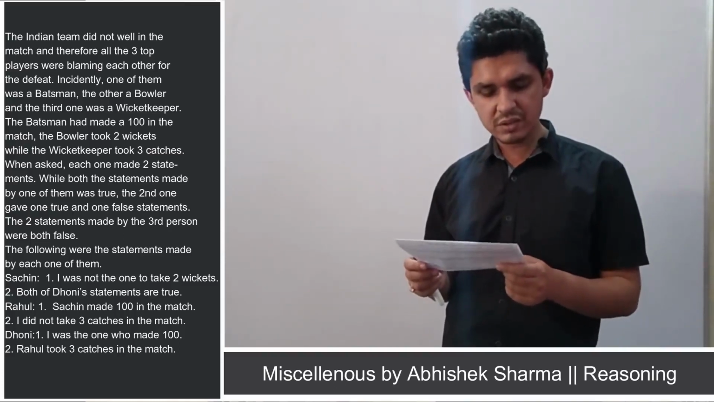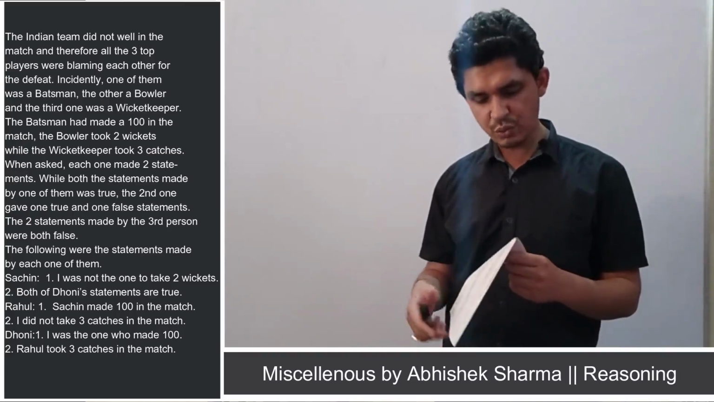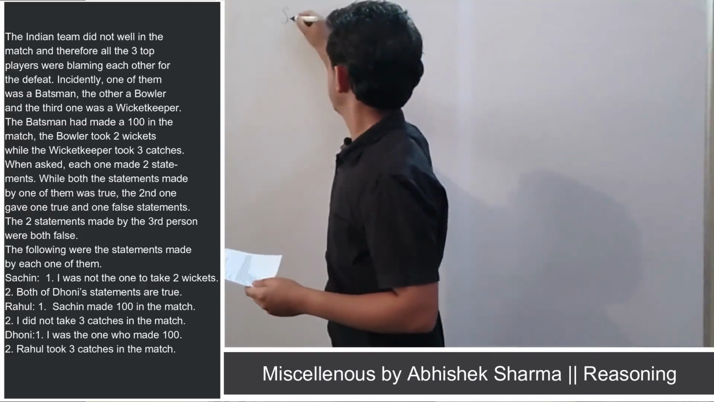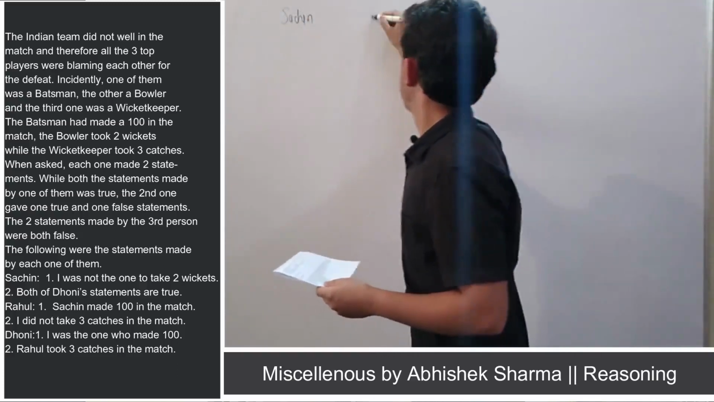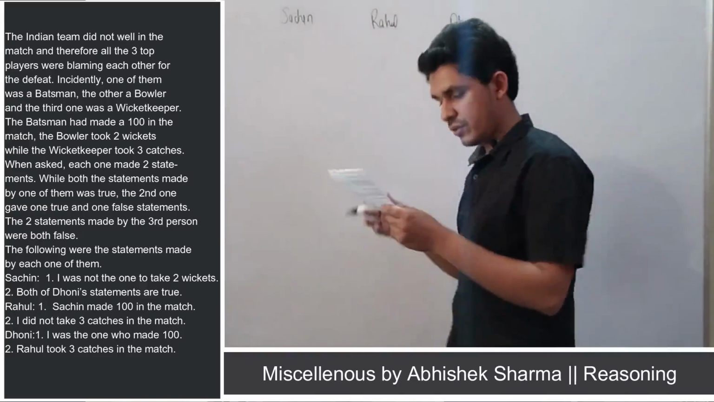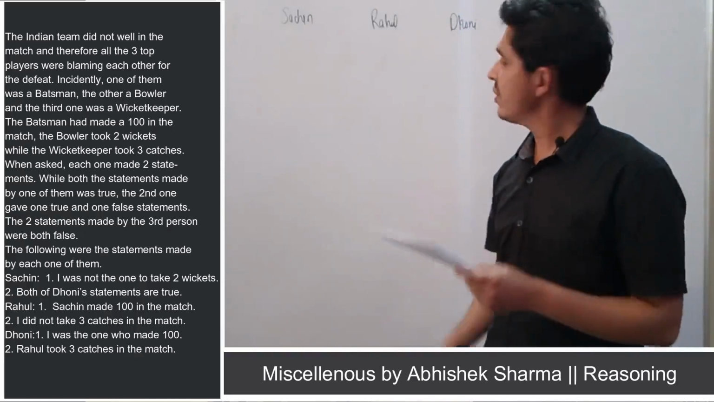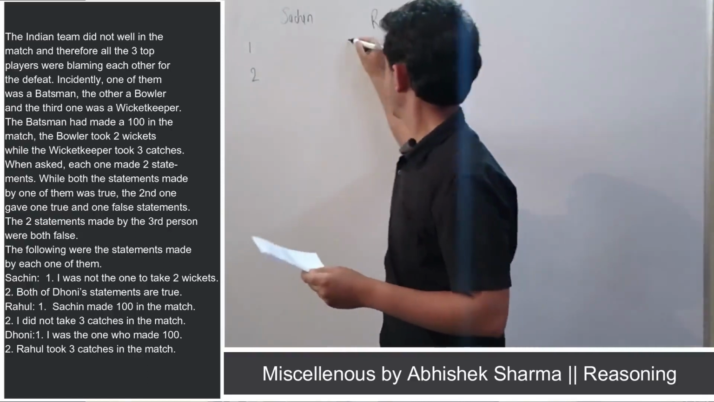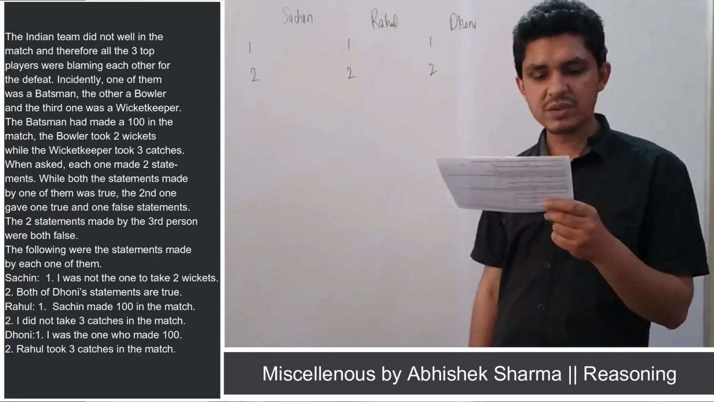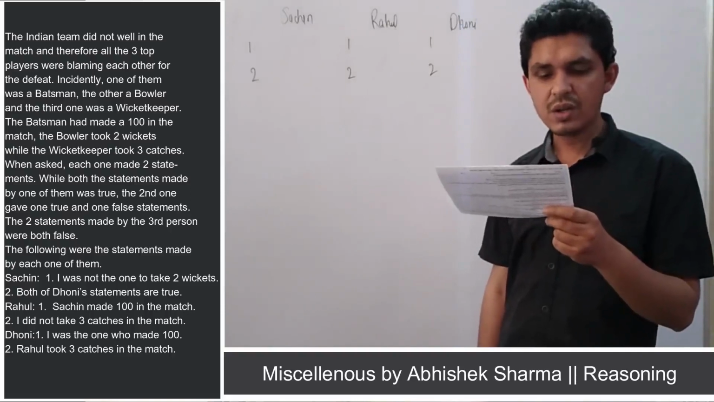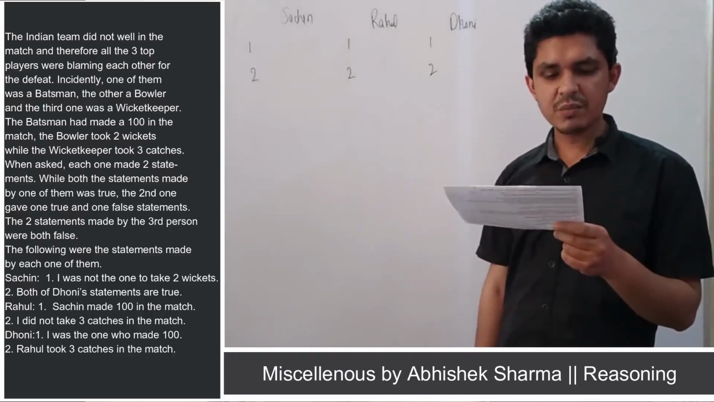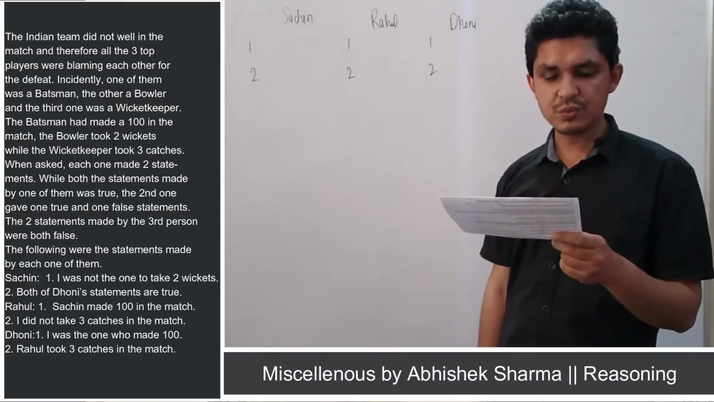So here we have three people, Sachin, Rahul and Dhoni, right? So we can write like Sachin, Rahul and Dhoni, right? Okay, so if we check the statements, there are two statements spoken by each. If we check the first statement of Sachin, this statement is, I was not the one who took 2 wickets, right? The second statement is, both of Dhoni's statements are true.